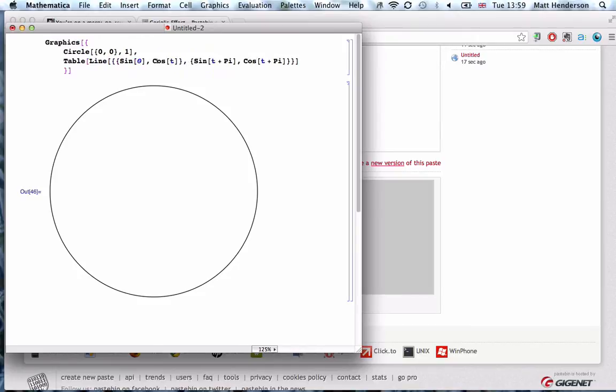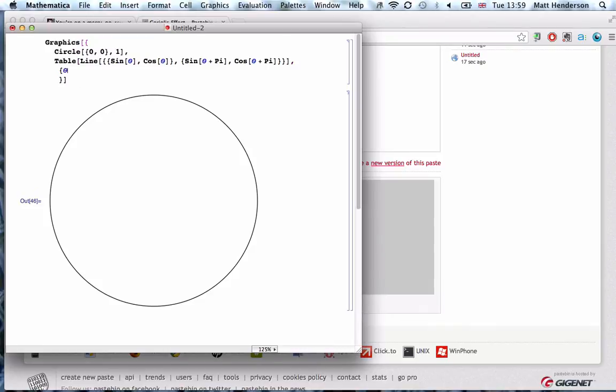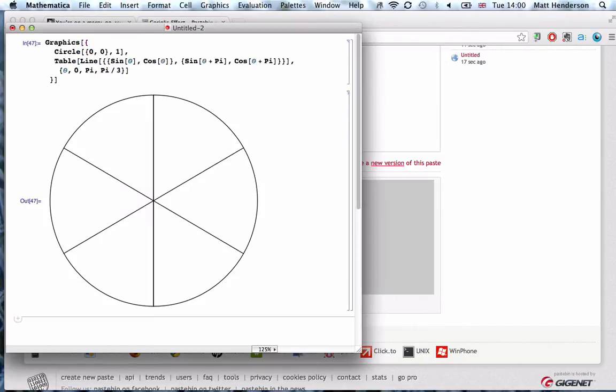We can use theta, so if you type escape, th, escape, you get theta. Theta is more of an angle. And then I put it in a table because I want theta to go from 0 to pi. You don't need to do 2 pi because they're opposite each other. And if we do pi by 3, let's see how that looks.